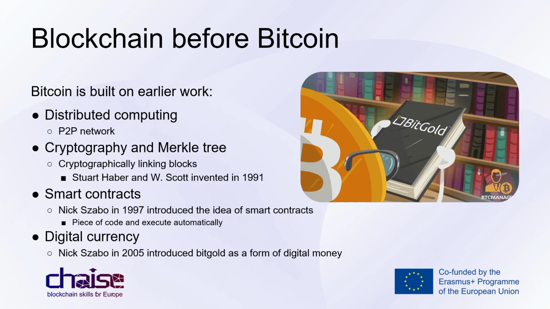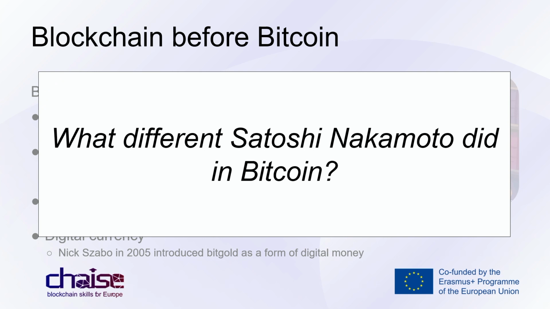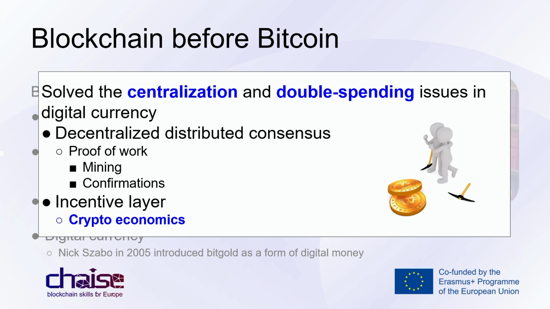So, the question here is: what difference did Satoshi Nakamoto make in Bitcoin that made it a successful cryptocurrency compared to Nick's BitGold? I will say here, pause this video for 2 minutes and think about what concepts Satoshi Nakamoto used within Bitcoin to solve the BitGold issues. I hope you have already found the answers, and that your answers are similar to this.